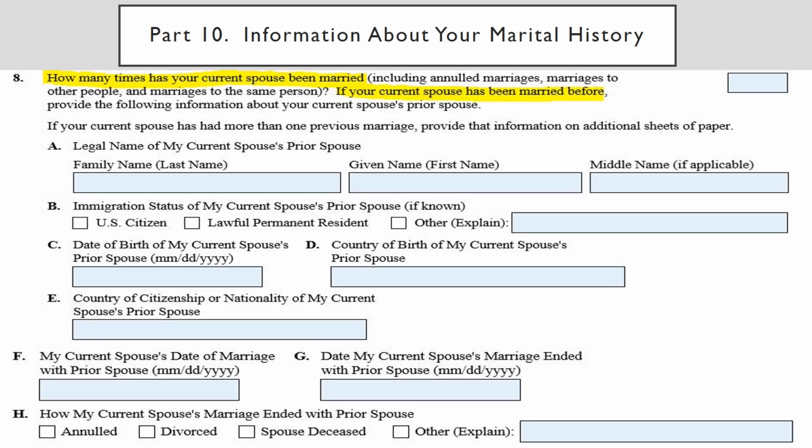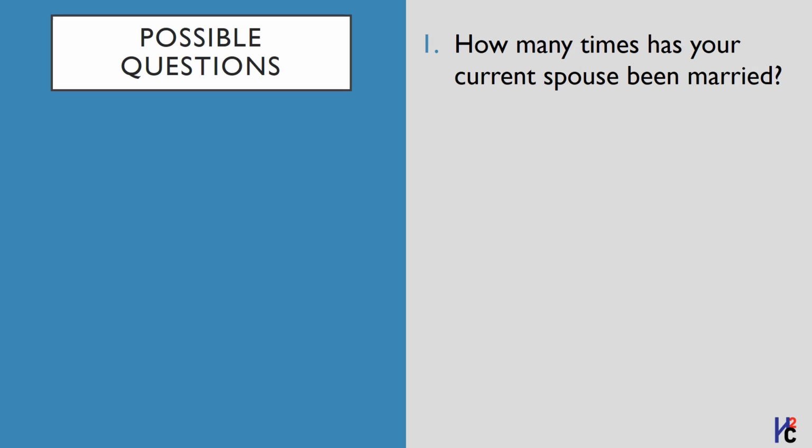Number 8. How many times has your current spouse been married? If your current spouse has been married before, provide the following information about your current spouse's prior spouse. Number 1. How many times has your current spouse been married?